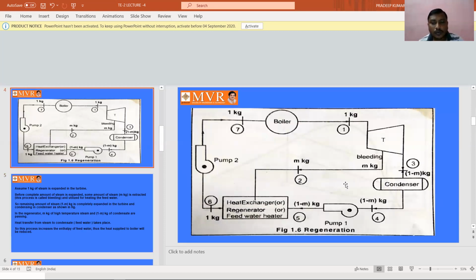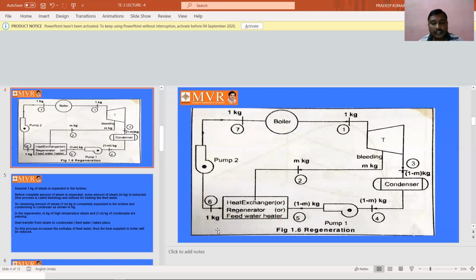So this process increases the enthalpy of feed water, means the 1 minus m kg of feed water is going to enter into pump 1. The process which we are studying here will increase the enthalpy of feed water. Thus the heat supplied to the boiler will be reduced, means the heat which we are supplying to the boiler will be reduced as the enthalpy of the feed water has been increased.